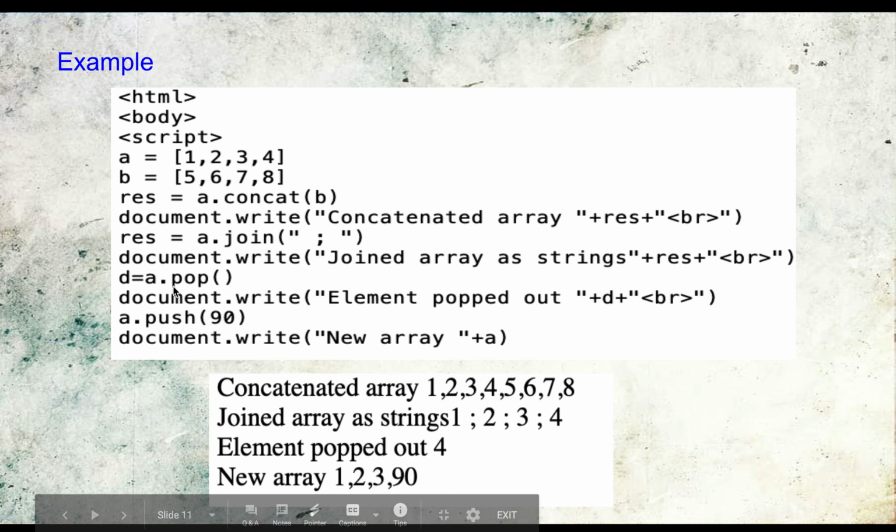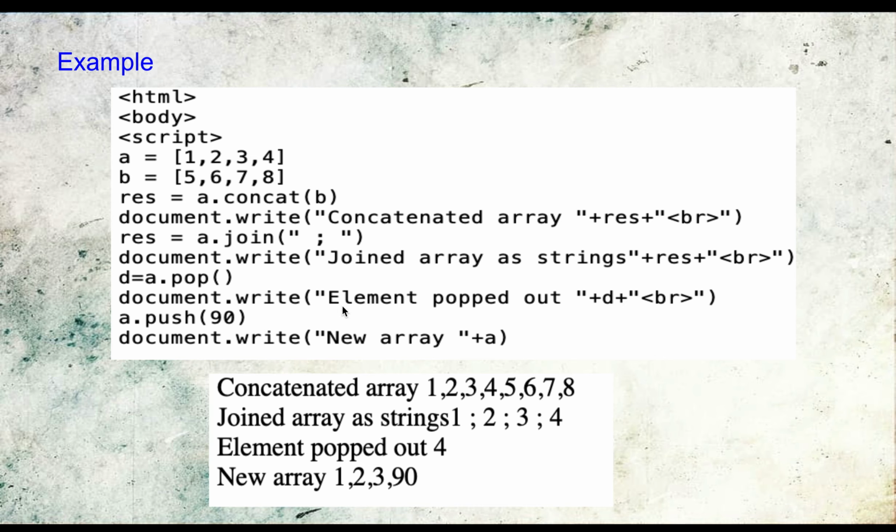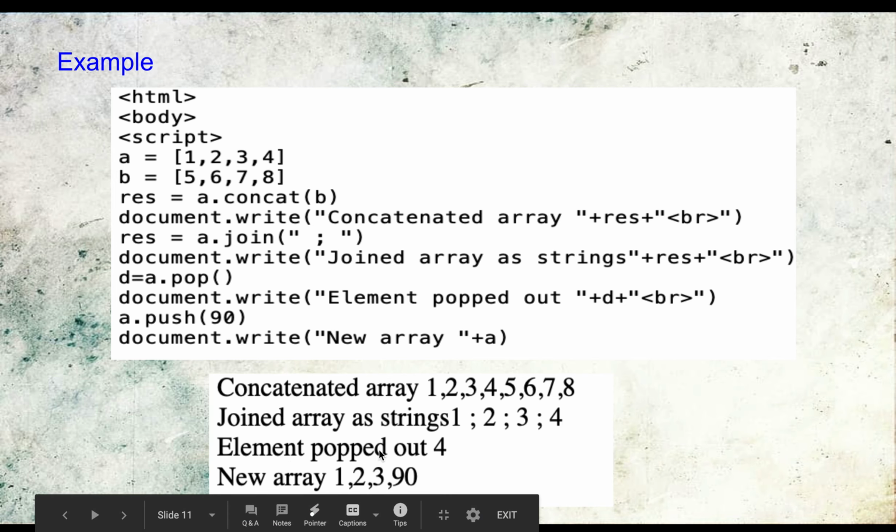And next is using pop. Pop removes the last element. When you use this pop on array A, it removes the last element, and that is what is returned to D. So you can see in the result, the element popped out is 4, that is the last element of the array A.